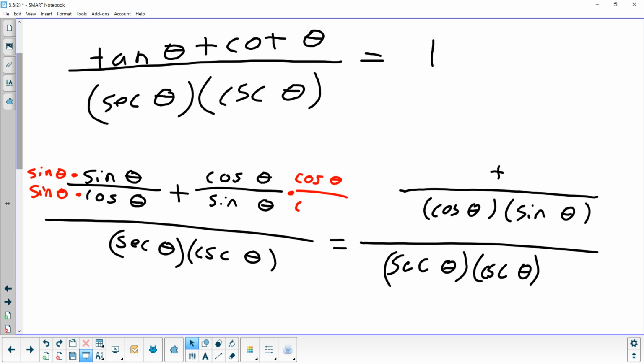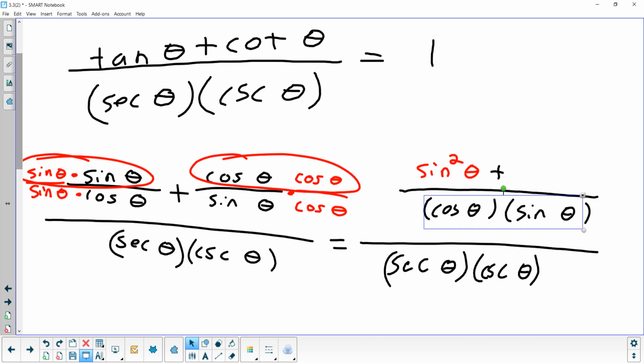Cosine over cosine. All right, so sine times cosine, that's what I have in the bottom already. Sine times cosine, again, that's what I already have in the bottom. Now, what's sine times sine? That gives me sine squared. And what's cosine times cosine? Cosine squared.